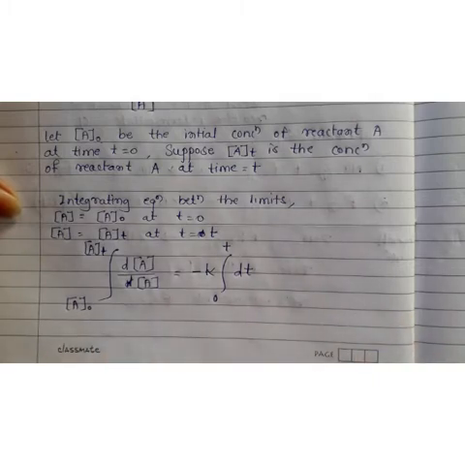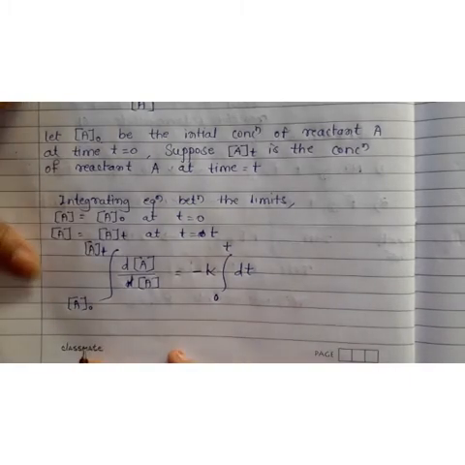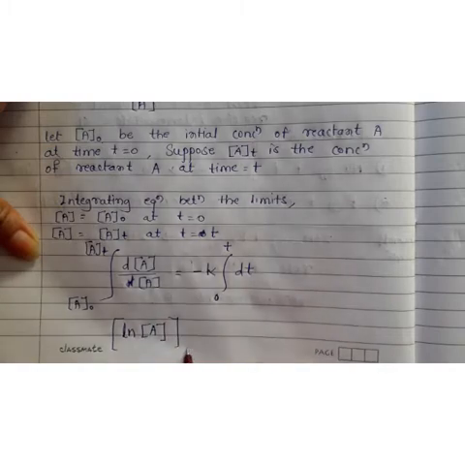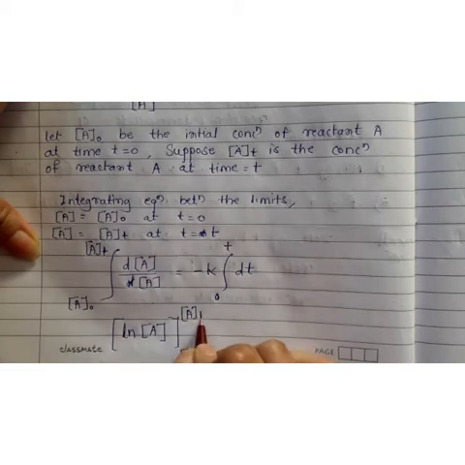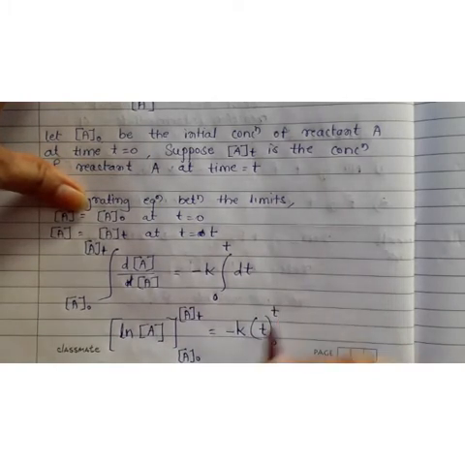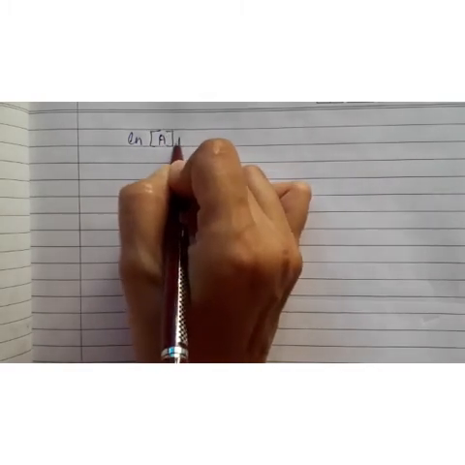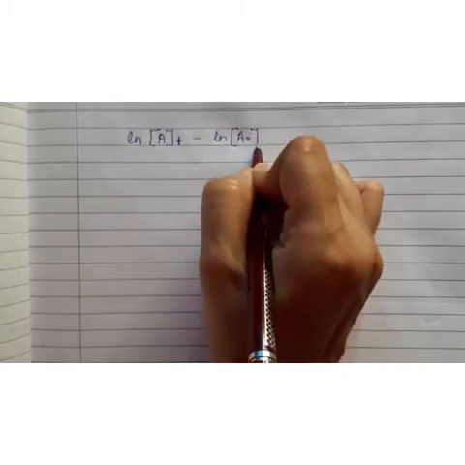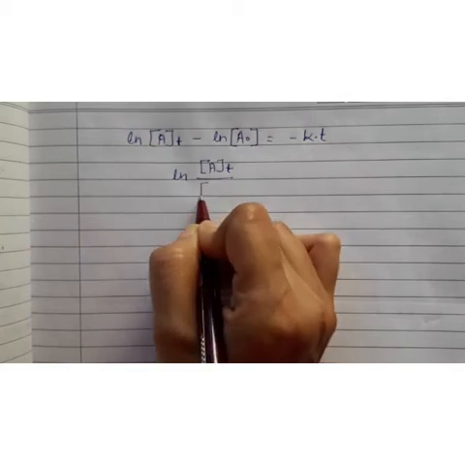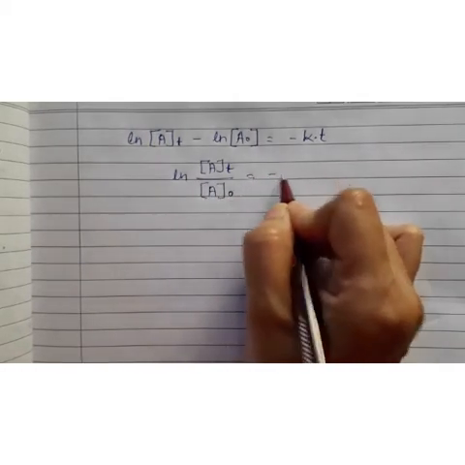Now let us solve it further. On solving this we will take the natural log: ln of concentration of A between the initial and final concentration is equal to minus k times the time, initial 0 and final t. The next step is ln At minus ln A0 is equal to minus kt. Next, the difference of ln will be written in the form of division, so ln(At upon A0) is equal to minus kt.